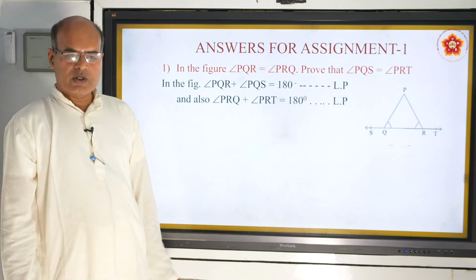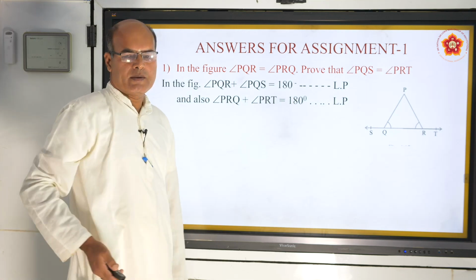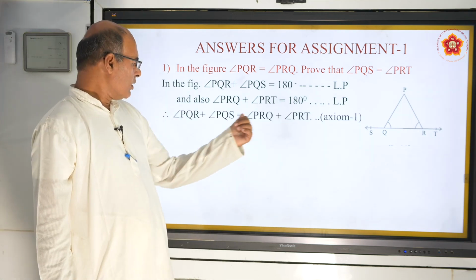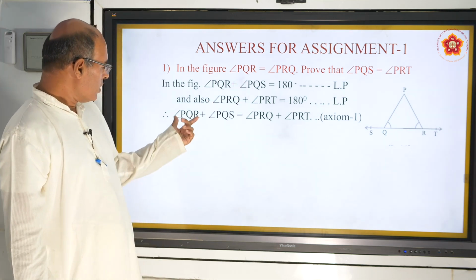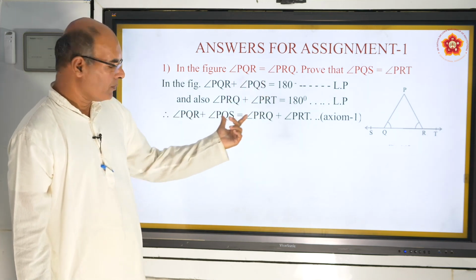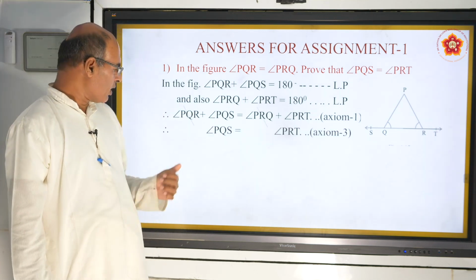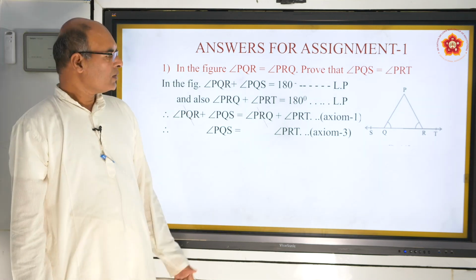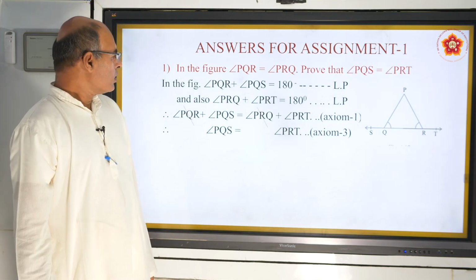So look at those two equations. Both the equations have 180 degree on the right side. So apply axiom number 1, things which are equal to the same thing are equal. So therefore the sum of these two is equal to the sum of these two. And now angle PQR and angle PRQ, they are equal. It is given. So we can remove them using axiom 3. If equals are taken from the equals, then the remainders are equal. So that is what we are required to prove. Next question.